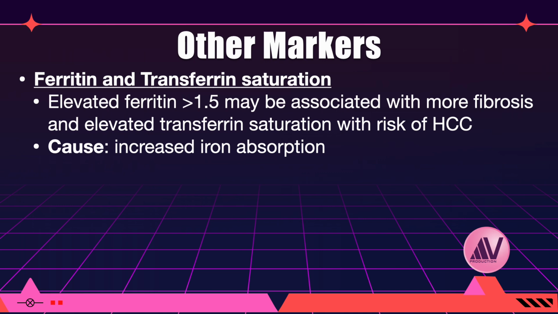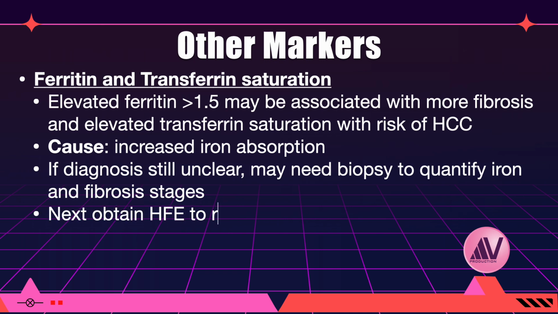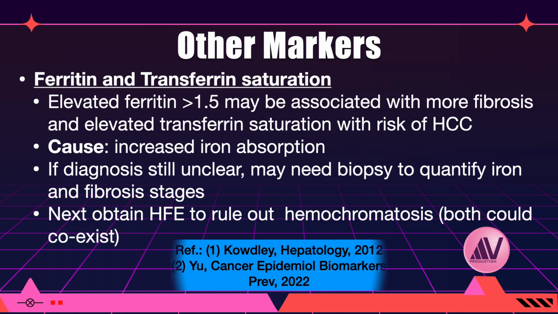If the diagnosis is still uncertain, a liver biopsy may be necessary to quantify iron and fibrosis stages. Thus, if serum transferrin and ferritin levels are elevated, hemochromatosis must be ruled out in these patients through HFE testing. It is important to note that both conditions can coexist.